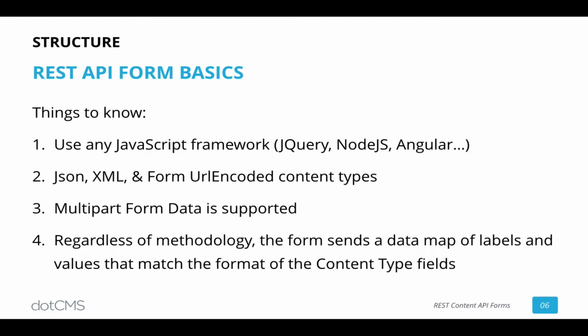Here are some basic concepts that are good to know when creating Content API forms. Any JavaScript framework can be used to create Content API forms: jQuery, Node.js, Angular, vanilla JavaScript, and so on. JSON, XML, and form URL-encoded content types can be used to submit content. Multi-part form data is also supported, and regardless of the methodology being used to construct the form, it will really just send a data map of both labels and values that should match the format of the fields on the dotCMS content type.